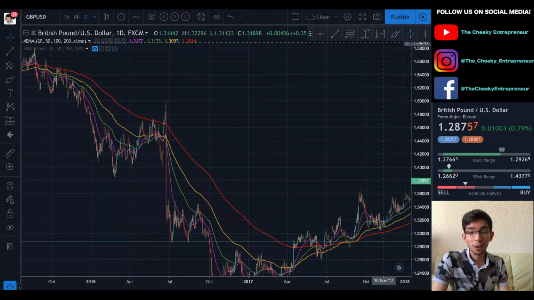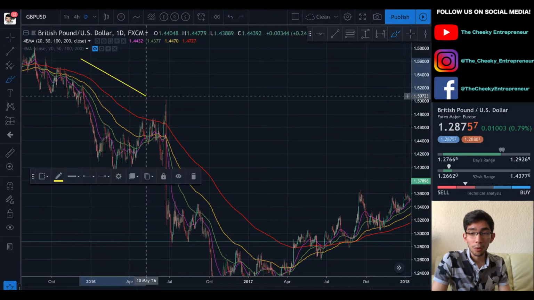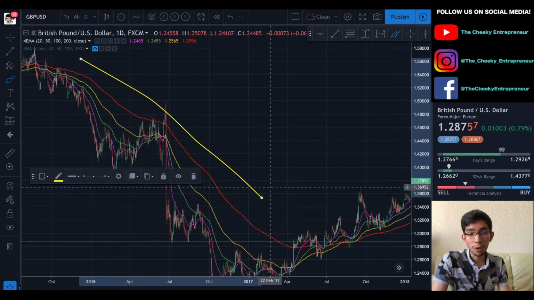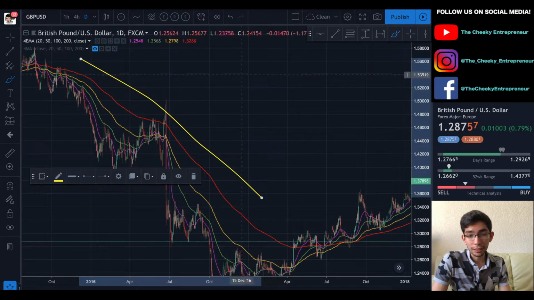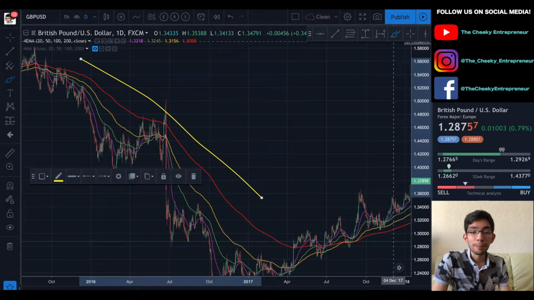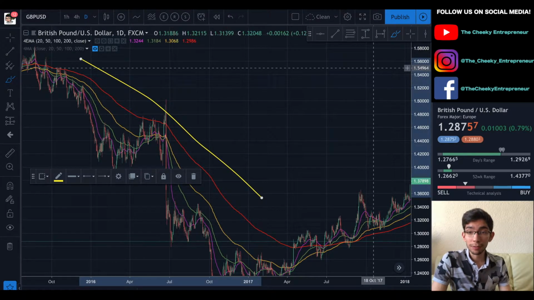So for instance, around here in this area, when the price is actually going up, or down in this scenario, we see that the price bounces from these lines.